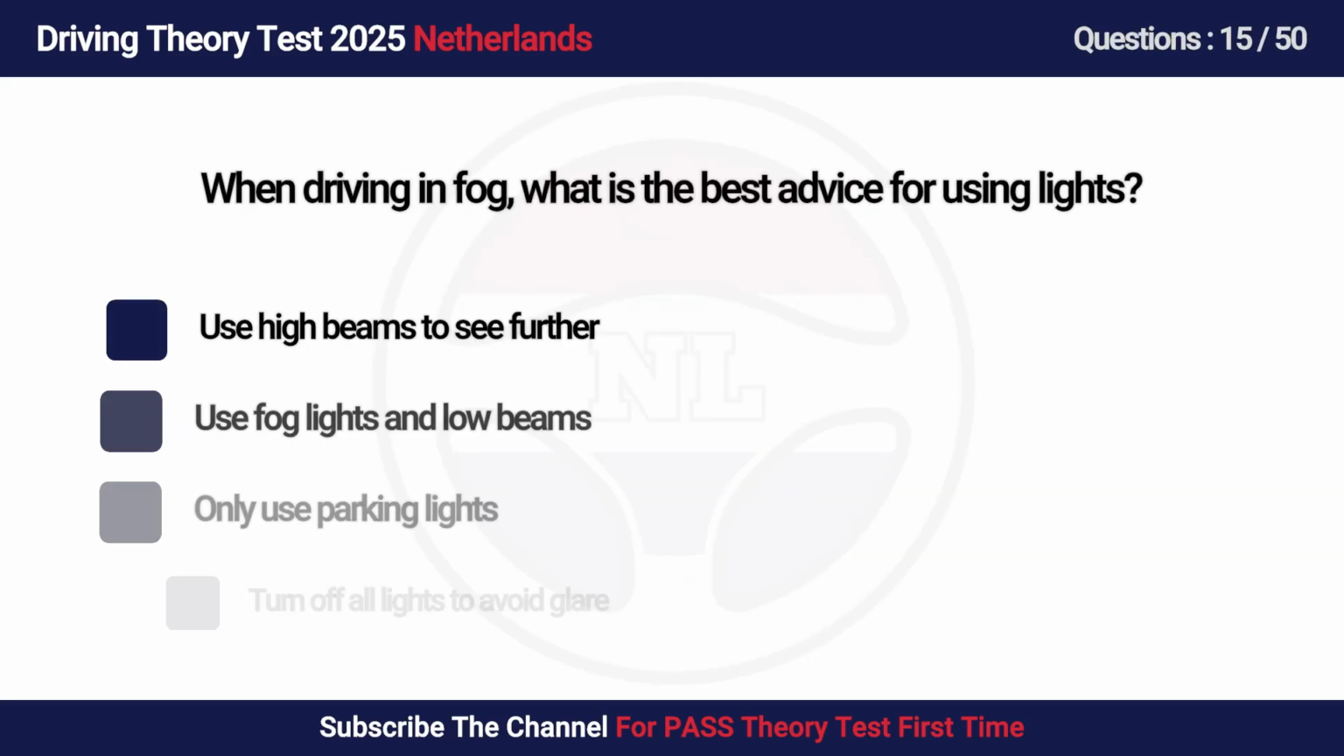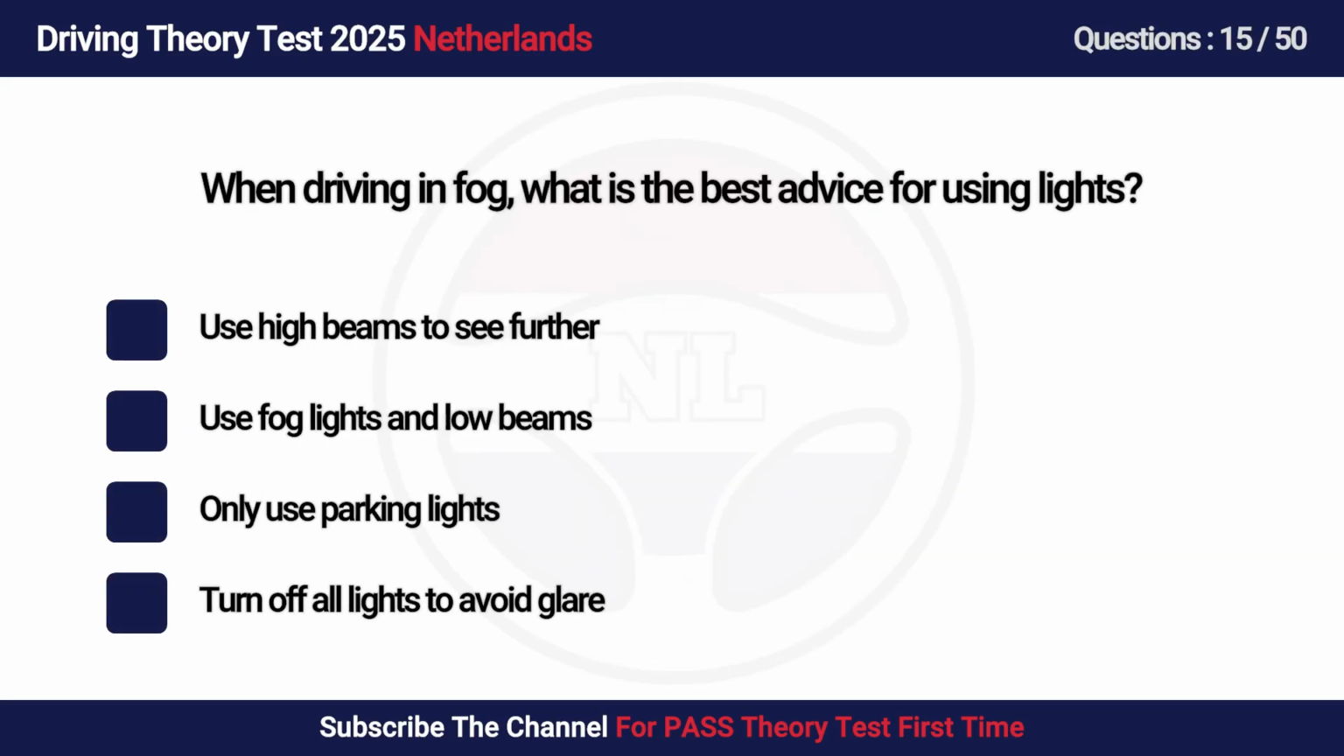Question 15. When driving in fog, what is the best advice for using lights? A. Use high beams to see further. B. Use fog lights and low beams. C. Only use parking lights. D. Turn off all lights to avoid glare.